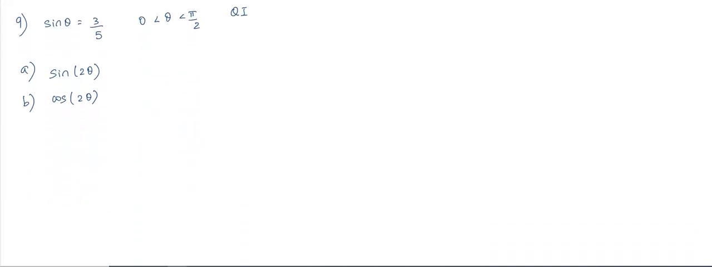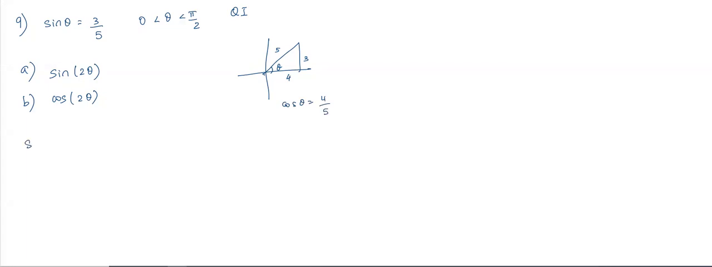Okay. So this is in the first quadrant, right? So in the first quadrant, we know that all of them are positive. So this is theta, opposite over hypotenuse. That will make our x 4. So cosine theta is 4 over 5.